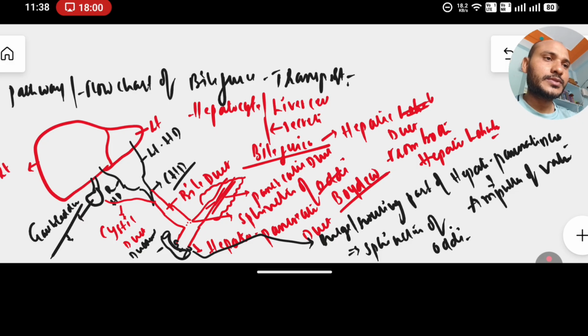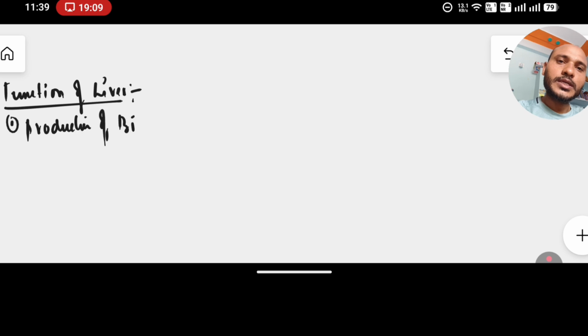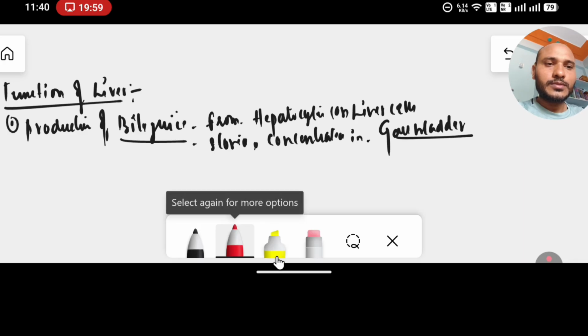So there is a sphincter present where the hepatopancreatic duct opens into the duodenum, and here the sphincter of Oddi is present where the bile duct opens into the pancreatic duct. So this is how the bile juice will be transported from hepatocyte cells into the duodenum. Liver function: production of bile juice from hepatocytes, also called liver cells, and storage and concentration of this bile juice in the gall bladder.